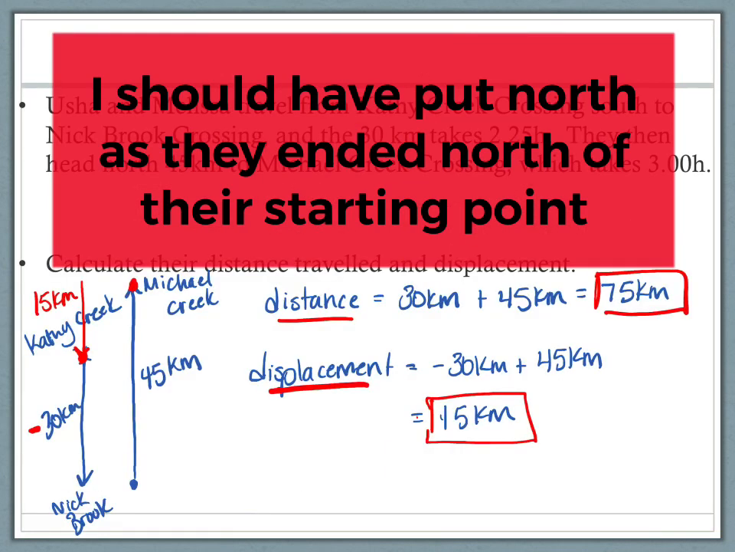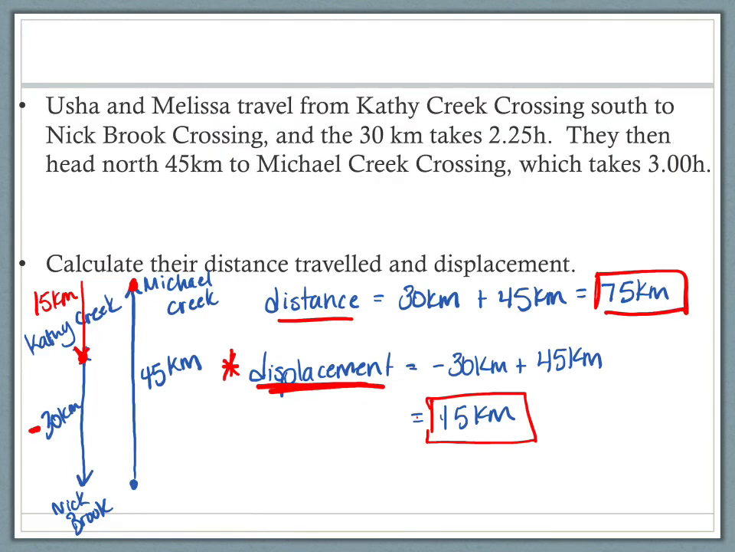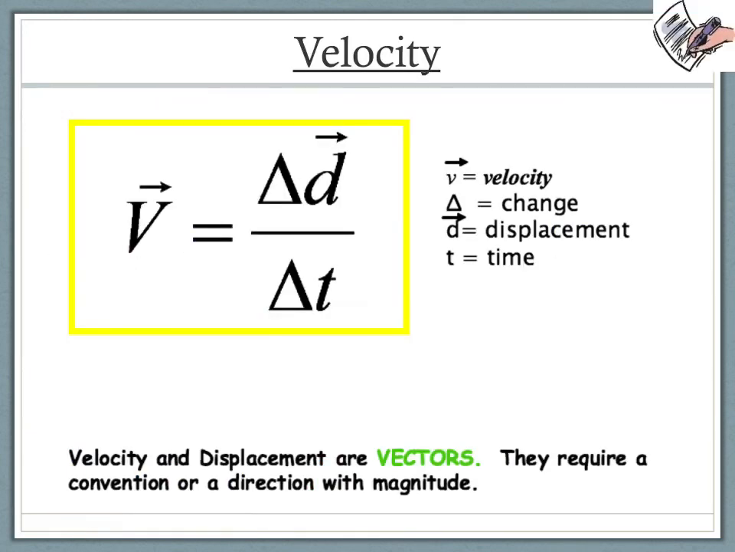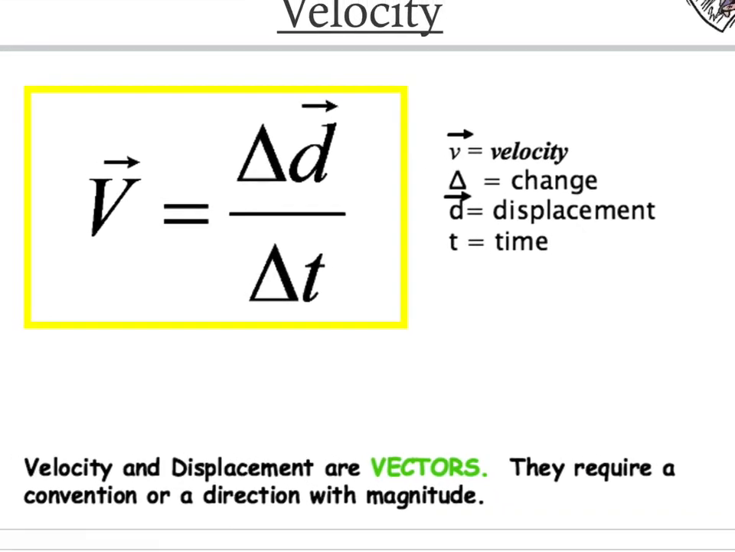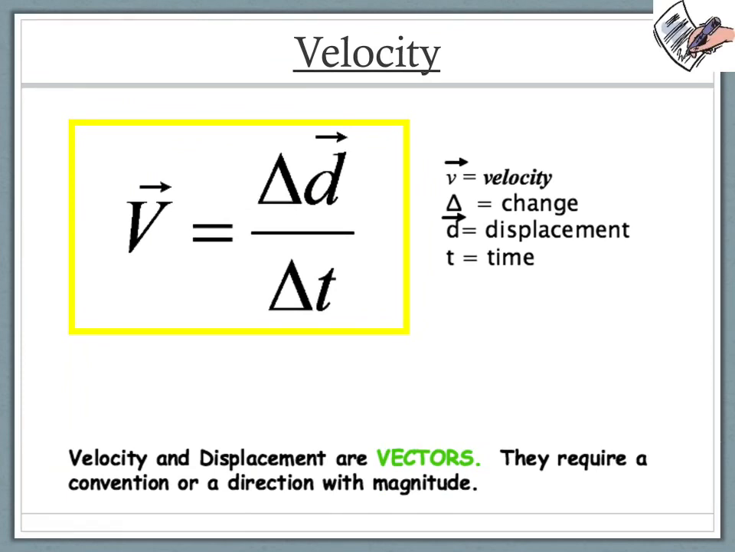So this now brings us into velocity. You really, really, really need to know what displacement means and how it's different from distance, because that is going to make the difference between speed and velocity as well. So velocity isn't just like speed, but with direction. There is a slightly different definition of velocity. So remember, speed was distance over time. Velocity is displacement over time.